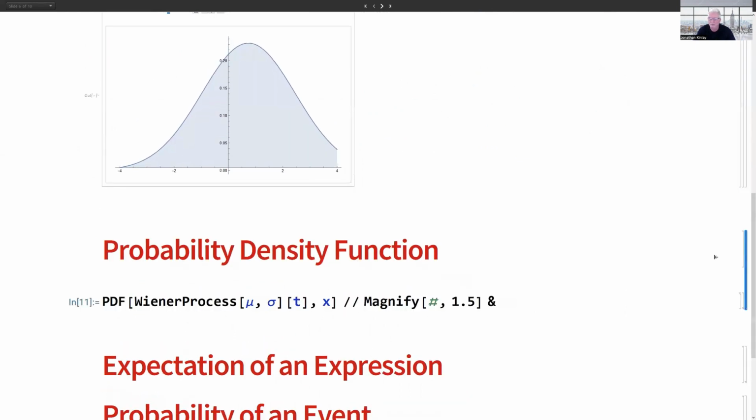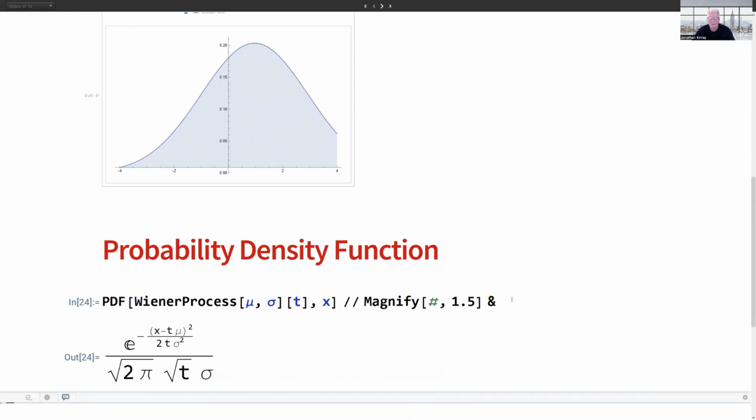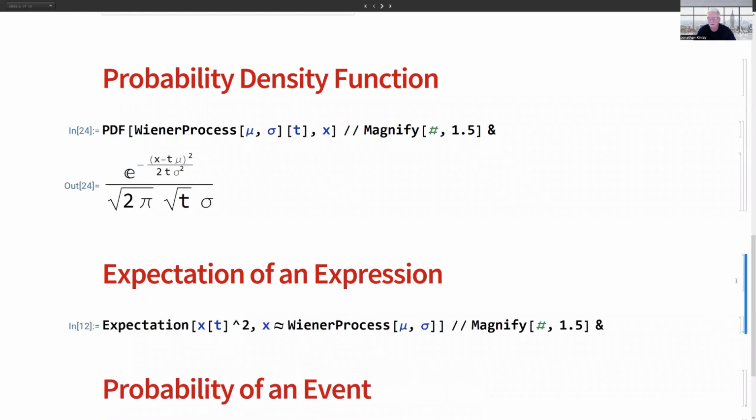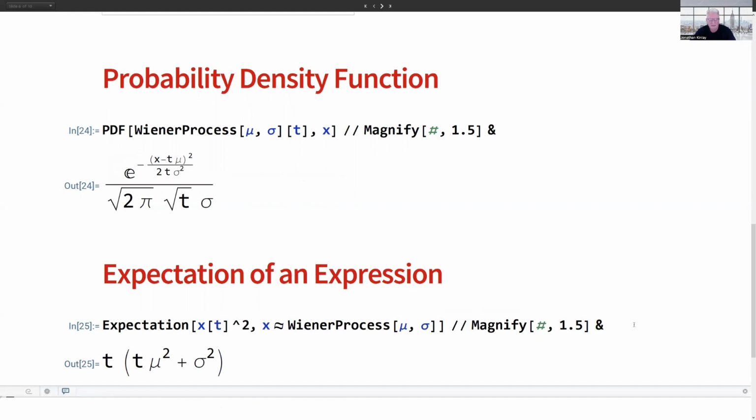We can compute the probability density function for a Wiener process with parameters mu and sigma. And that's simply the Gaussian distribution with parameters mean mu t and variance t sigma squared. If x follows a Wiener process with parameters mu and sigma, we can calculate, for example, the mean of a function of x, say x squared, quite simply. In this case, it's t times t mu squared plus sigma squared.